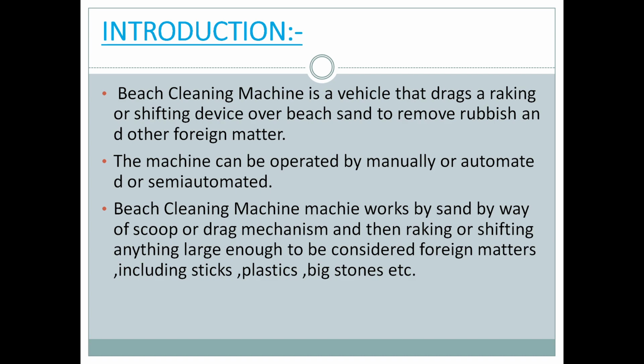So the second point is that the machine can be manually operated, automated, or semi-automated. Through three types we can operate this machine: manually operated, automated, and semi-automated. But our project is a manually operated beach cleaning machine, because due to the COVID-19 period, I did not have enough time to work on the others. So we prepared a manually operated beach cleaning machine.